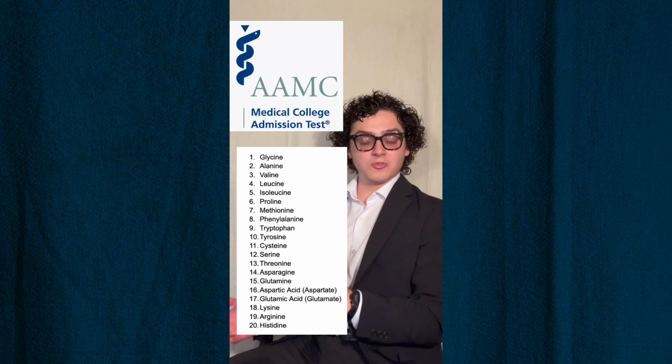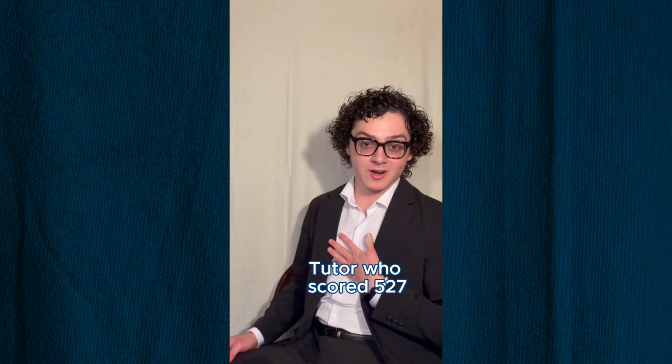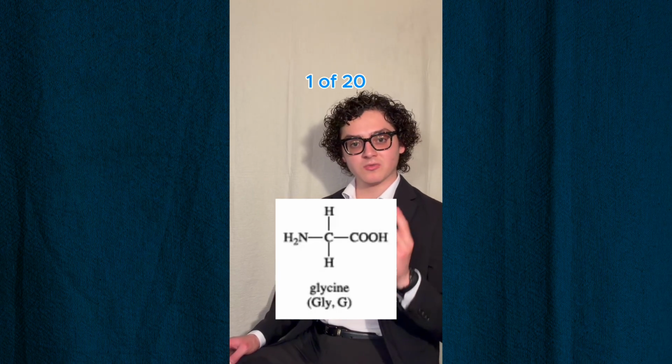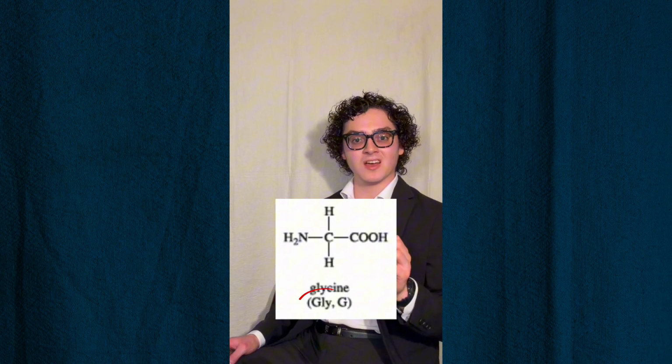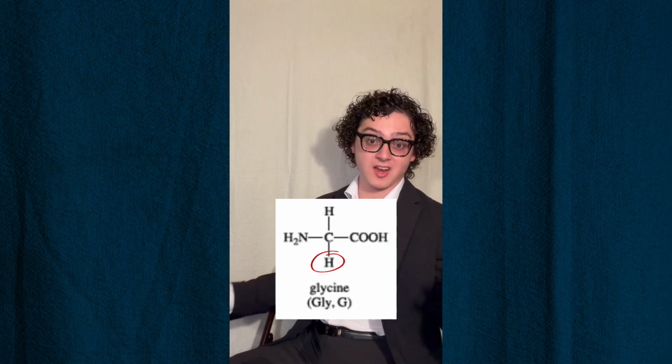Here are all the 20 amino acids you need to know for the MCAT and how I memorized them. The first amino acid is glycine. Glycine's three-letter abbreviation is GLY. Its one-letter abbreviation is G. The side chain of glycine is a hydrogen atom.